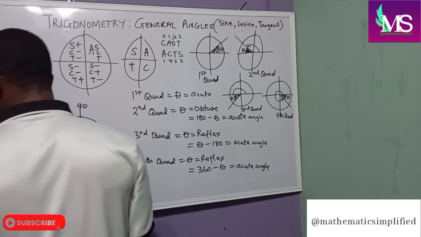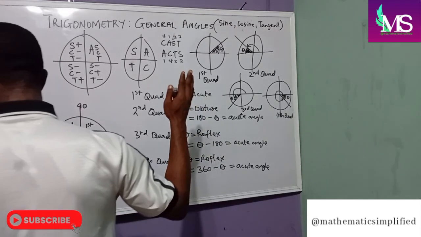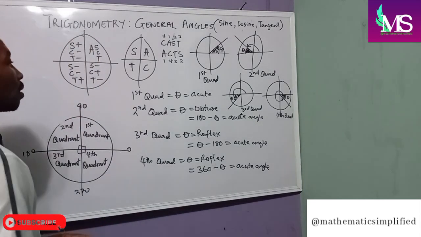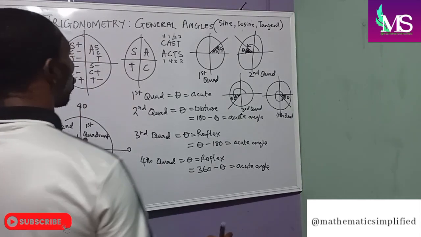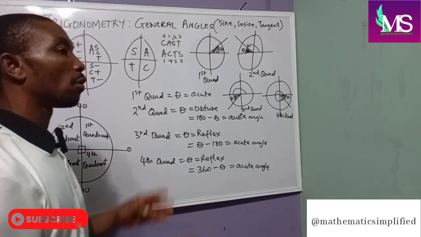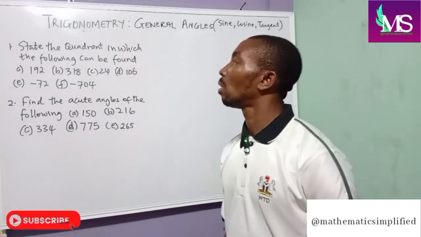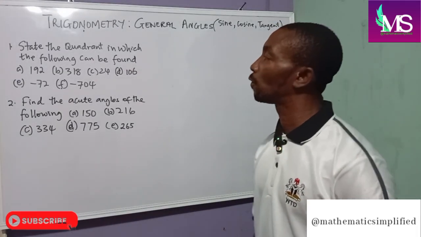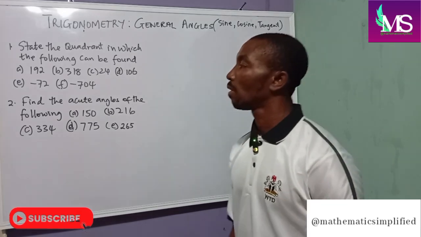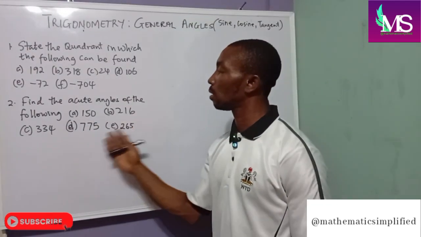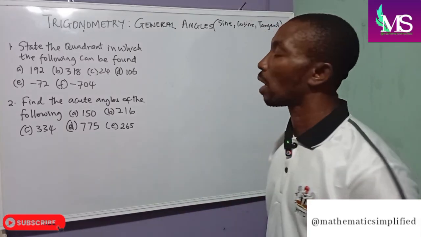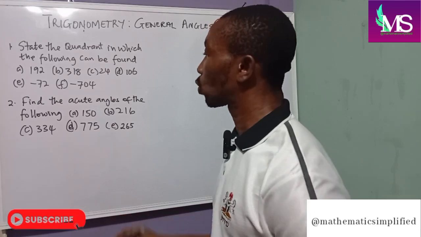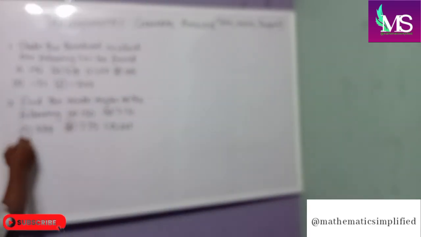So from here, we are going to dive into examples of how to calculate both positive and negative angles, and also how to find which quadrant certain angles fall into. Our first question says, state the quadrant in which the following can be found and find the acute angles of the following angles. For our first question, for 192, in which quadrant can it be found? Solution.